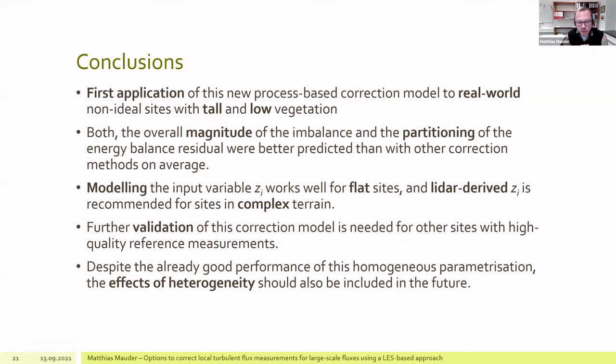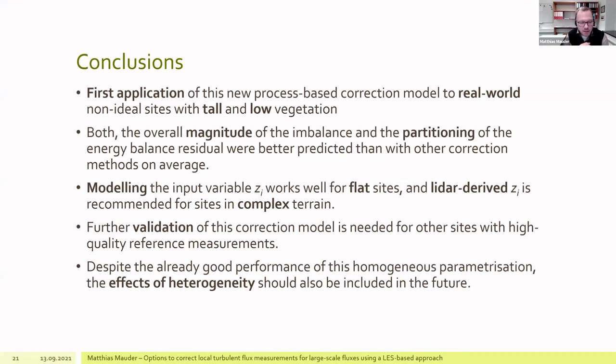One important input variable for this new method is the boundary layer height, zi. We modeled that for the flat site because we didn't have any measurements there, but it seems to be fine to do this just by modeling. And for the complex terrain site, it is certainly necessary to measure the boundary layer height, and that was based on continuous LiDAR measurements that we have done there since 2012. But then it also works, it seems, at least better than the other methods that have been published in the literature before.